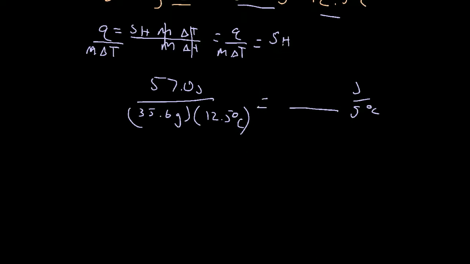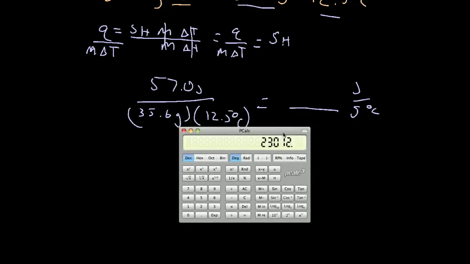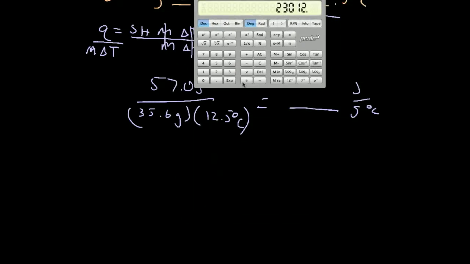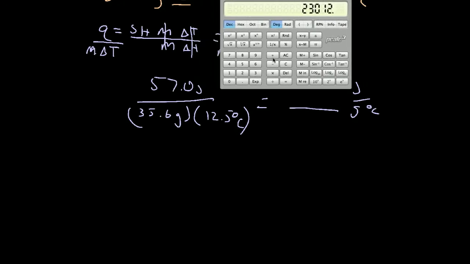So let's just grab our calculator. Alright, so we've got 57 divided by 35.6 divided by 12.5.